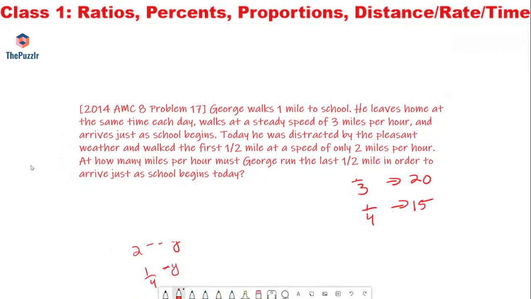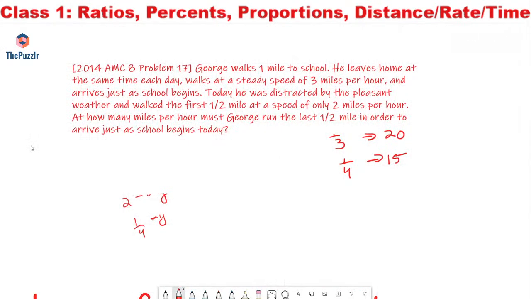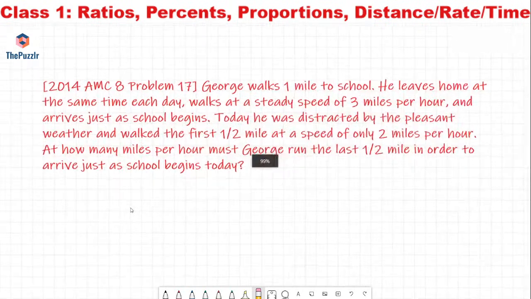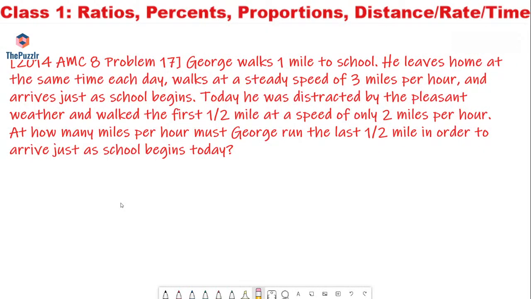Okay. Oops. We have some numbers here. Let's erase that. I think this is our last problem for the day. 2014 AMC 8, problem number 17.